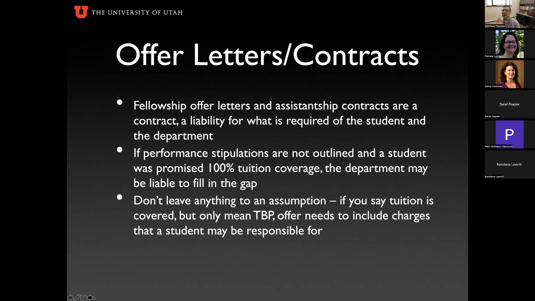If you tell a student, hey, you're getting 100% benefit, but there are no stipulations tied to that, and you fire your TA during the middle of the semester, you may be responsible for making sure that student somehow has 100% of their tuition covered. And there are various ways that you can do that. Otherwise, that student can bring litigation, and students have done that, and the students win because if you've not outlined these stipulations, you are responsible for them. And don't leave anything to assumption.